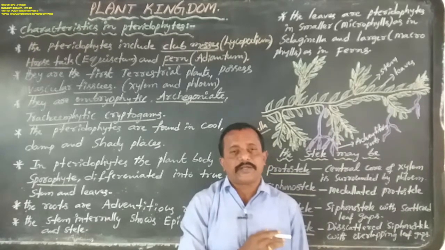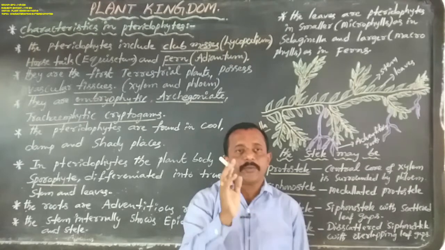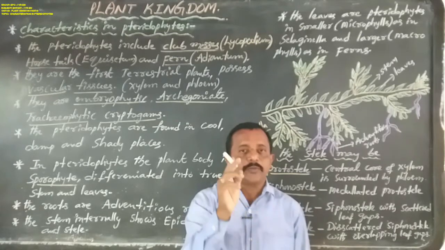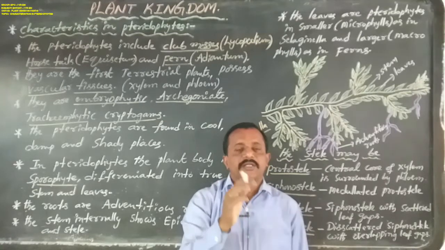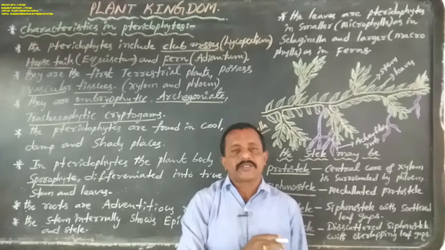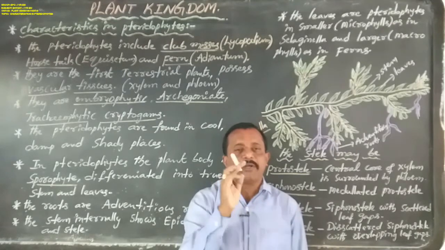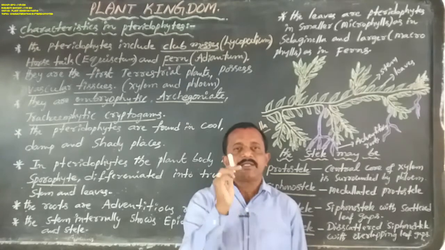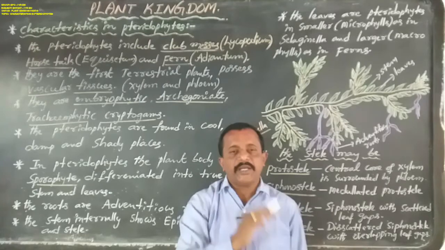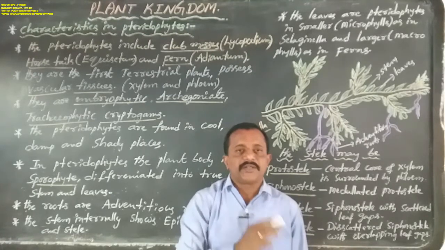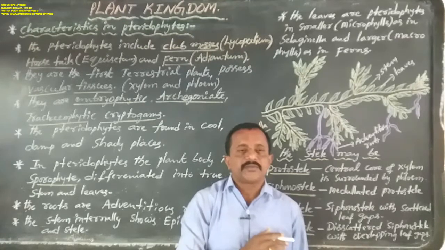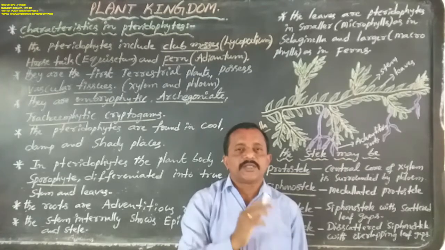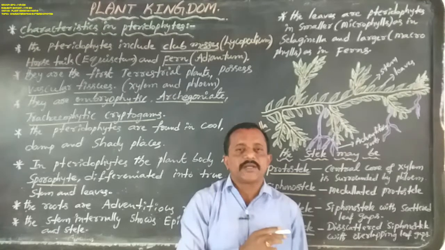So dear students, in bryophytes, first vegetative reproduction appears, and second sexual reproduction, that is gametophyte or gametes. In bryophytes the plant body is a gametophyte, producing haploid gametes, that is the sexual stage. But in pteridophytes, first vegetative reproduction appears, second asexual reproduction.